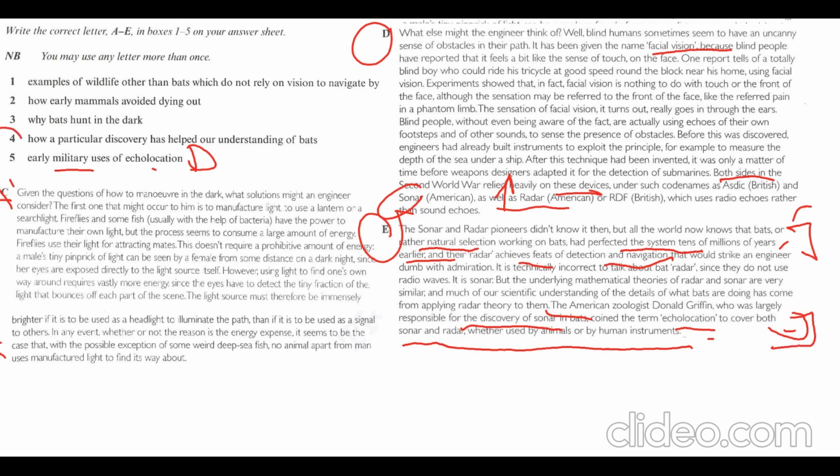And the closest actually is number four, how a particular discovery has helped our understanding of bats. Because actually, if you keep reading, you will find something very similar. It starts from here: the scientific understanding of the details of what bats are doing has come from applying radar theory to them. Okay? So discovering about radar and making theories about it has actually led us to understand bats. So this is how we choose paragraph E to be the match for phrase 4 in this question.